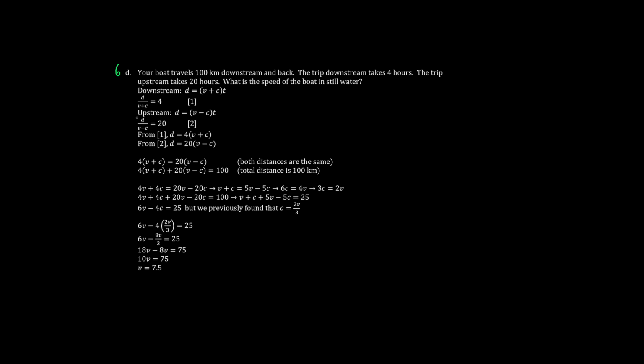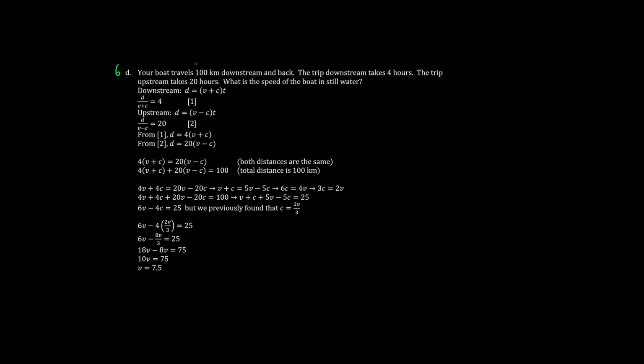Let's isolate for d, multiply both sides by the denominator v plus c. We get d equals 4 times v plus c. And for equation number 2, we get d equals 20 times v minus c. We travel the same distance, so therefore this equals this. Distance equals distance: 4 times v plus c equals 20 times v minus c.